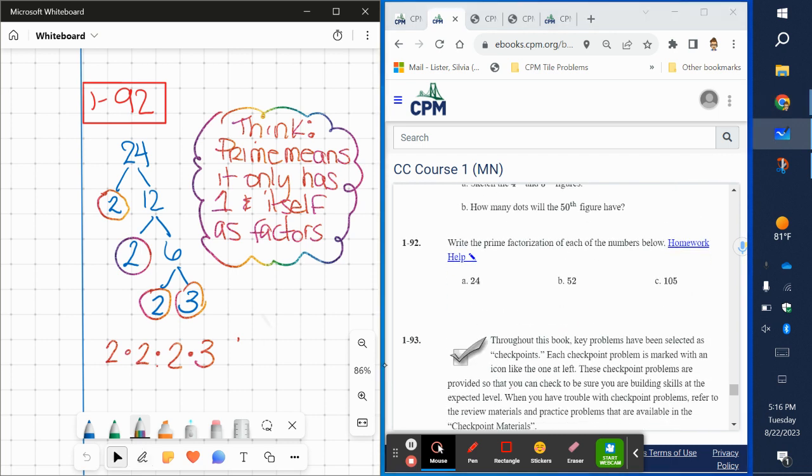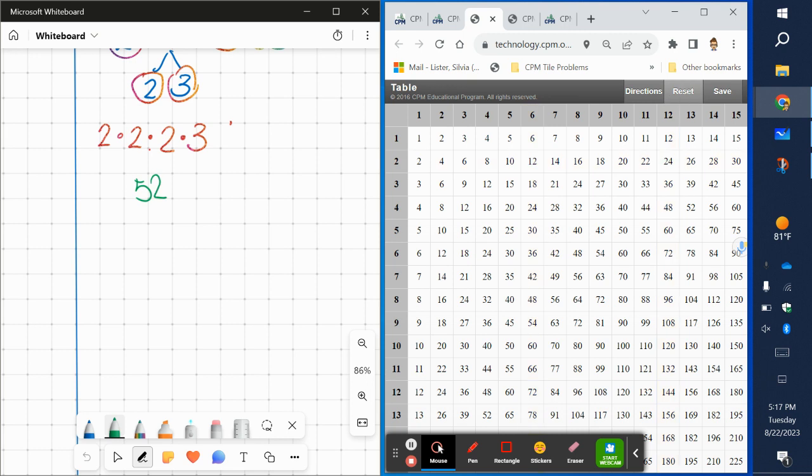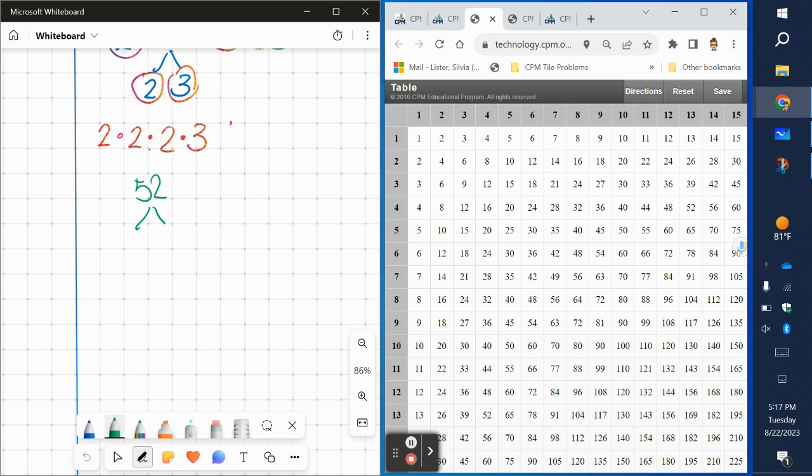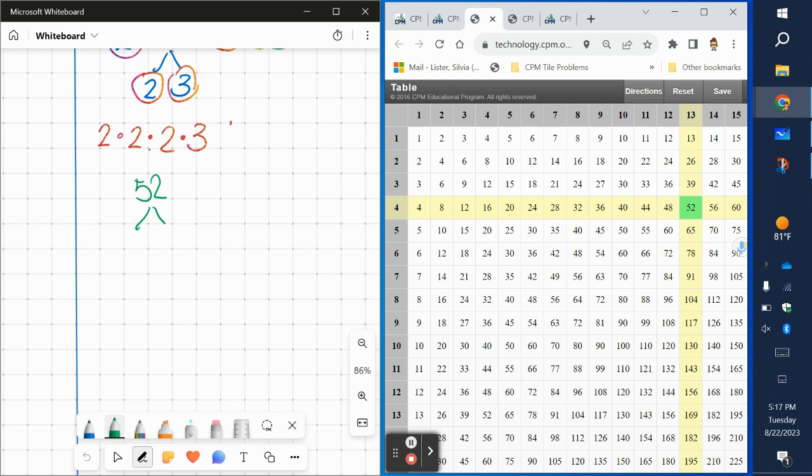So let's do 52. So let's start with 52. And I can reset my board, and 52. I can start with 2 and some other number, but I'm not sure if I know that. So I'm just going to look at my board for a while, and I'm going to see if I can find the number 52. There's the number 52. And I can find the factors by looking on the outside. So I've got 4 times 13. Well, hot dog, the only 13 I see has a factor of 1 and 13. So that means 13 is prime.